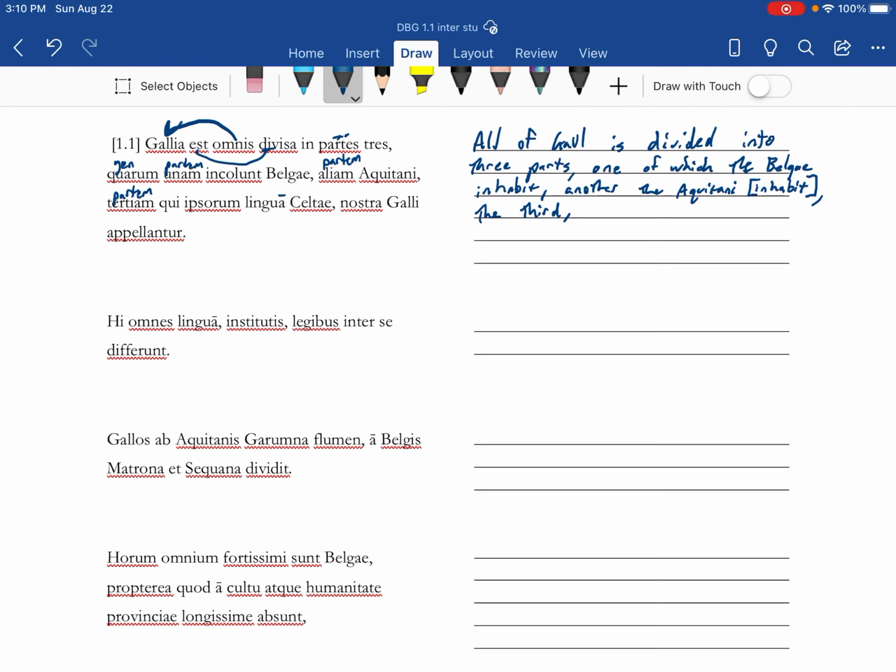and I'm going to put a line over there because those guys are ablative. All right, the third. And with this one, we're getting even less. So you had the Belgae and colunt, and then you had just the Aquitani, and the colunt is left out. Now we have kind of sort of the group of people kind of sort of left out, and the verb.